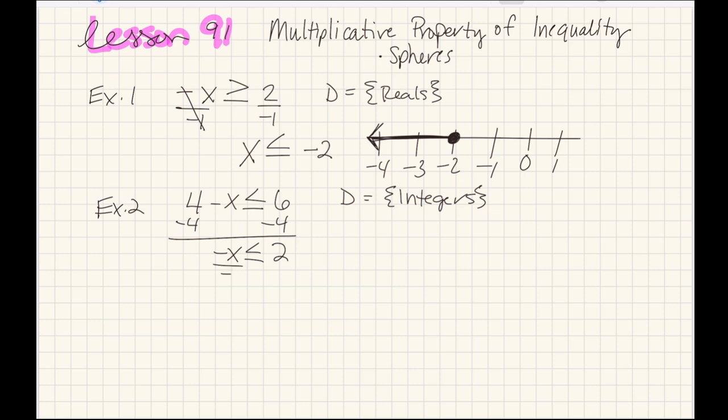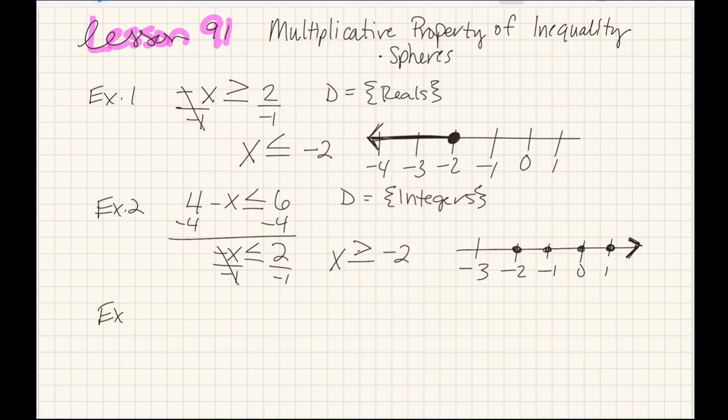I'm going to divide by negative 1, and then I get that x is greater than or equal to negative 2. So when I graph this, I will start with negative 3, negative 2, negative 1, 0, 1, and I do know it's going to keep going in this direction, but because it's integers, I'm only going to have a dot on each of these. So negative 2, negative 1, 0, etc., those are all going to have a dot.